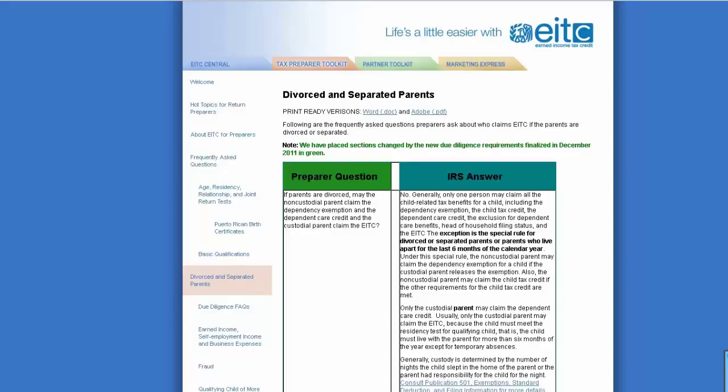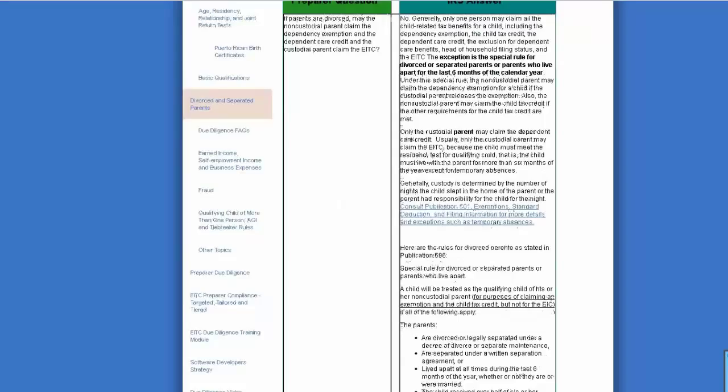Generally, only one person may claim all the child-related tax benefits for a child, including the dependency exemption, the child tax credit, and the dependent care credit, the exclusion for dependent care benefits, head of household filing status, and the earned income credit. However, there is an exception, and there is a special rule for divorced or separated parents or parents who lived apart for the last 6 months of the calendar year. And it goes on to describe all of the rules that we talked about in our class.